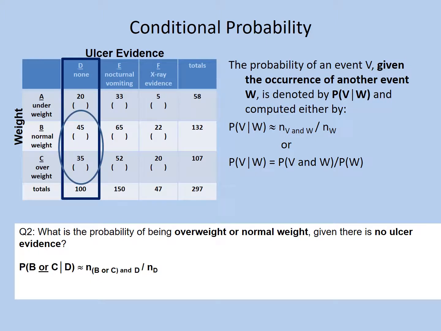This probability is the probability of the event B or the event C, the union of these two events, given the event D having no ulcer evidence. Looking at the table, we see that of the 100 people with no ulcer evidence, 45 plus 35 of these people have either normal weight or are overweight. So the formula is N sub B or C and D divided by N sub D. Computing this probability, we get 45 plus 35 divided by 100, which equals 80 over 100, or 0.80.